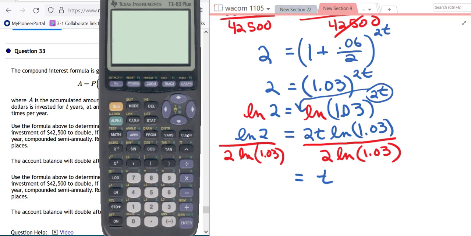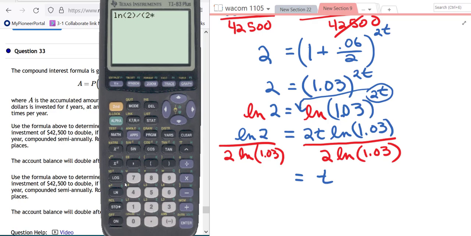So natural log of 2. So ln of 2, you have to close that parentheses. All right. And now I'm going to divide by, I need to put this whole denominator in a parentheses because I have math there. Otherwise, it would just divide by this 2. So parentheses are your friend.